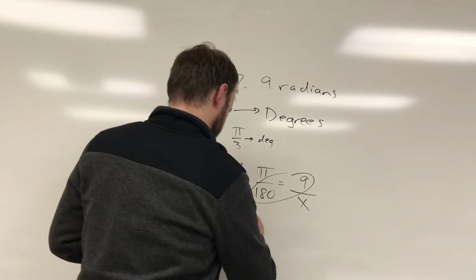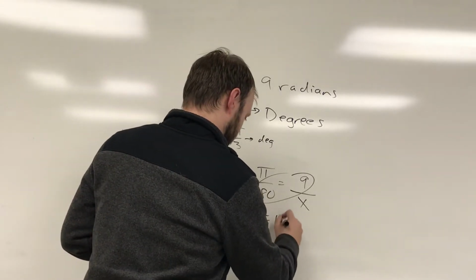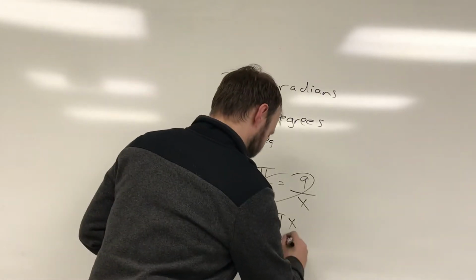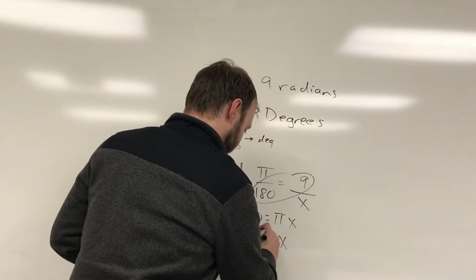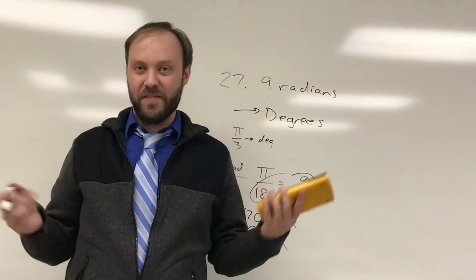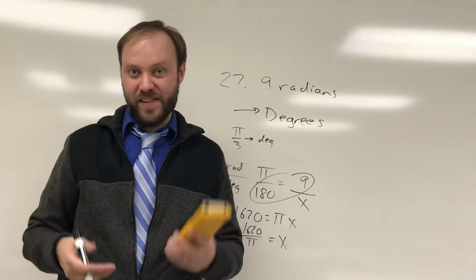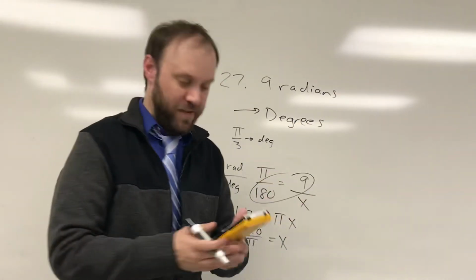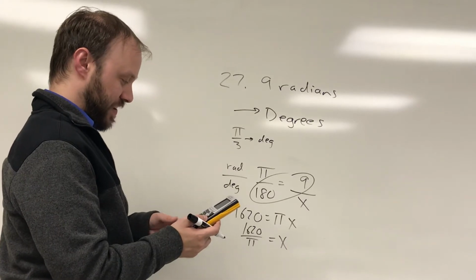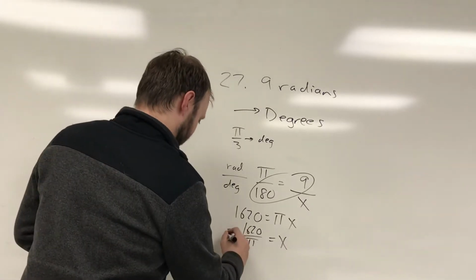All right, 1620, and that's equal to pi times x. I'm going to divide 1620 by pi. And by the way, you could leave this as 1620 over pi. That's fine. I'm guessing most of you would like to know a decimal equivalent for 9 radians, so certainly we can divide that out and get a decimal equivalent just to give you something to think about.